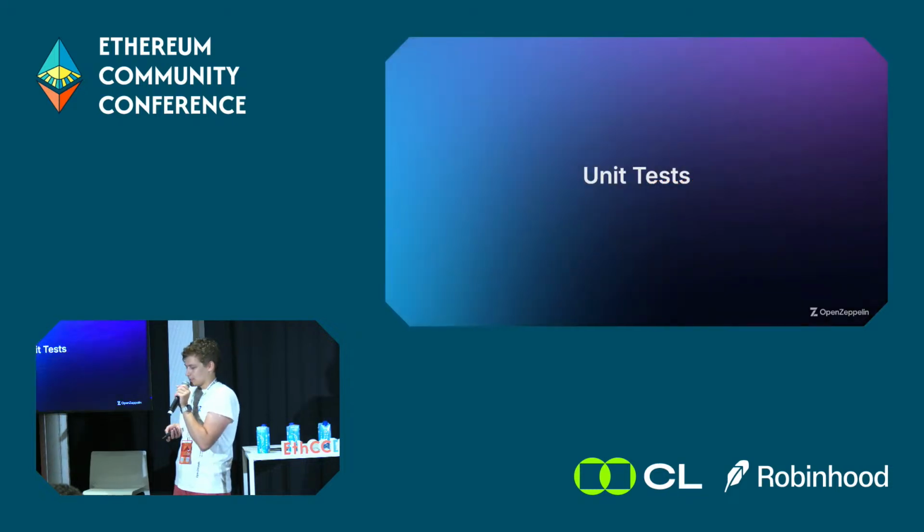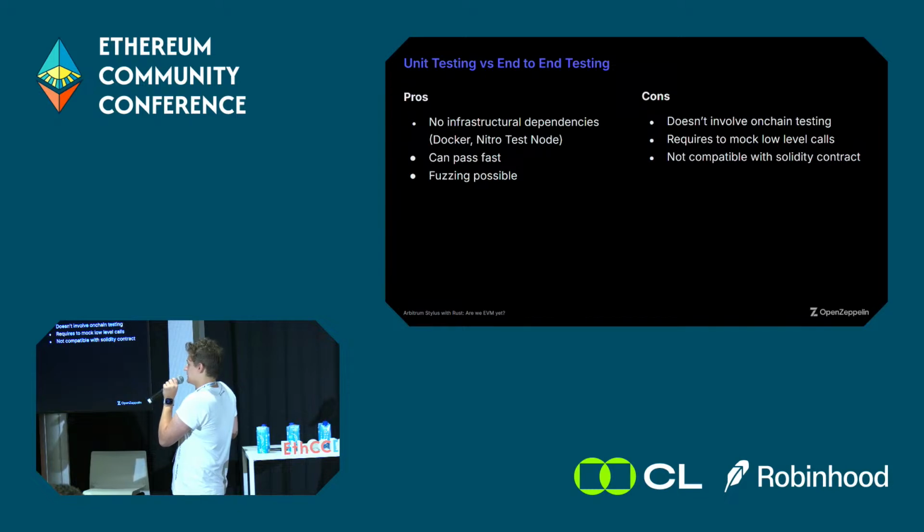And of course, there are some drawbacks to end-to-end testing. For example, they cannot pass fast, and of course unit tests are much more preferable. And if you want to run the same test case multiple times with randomly generated arguments, hoping to find some mistake, property testing or fuzzing is also not possible. And for end-to-end tests, you have infrastructural dependencies: you should first deploy the Nitro test node and wait for it.